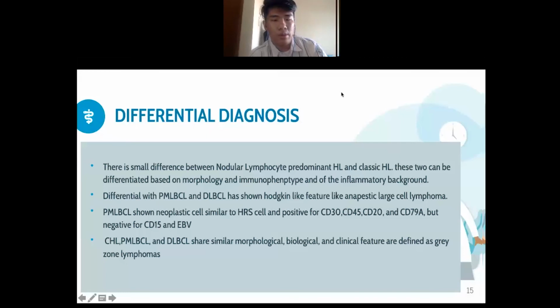PML-BCL shows neoplastic cells similar to HRS cells and is positive for CD30, CD45, CD20, and CD79A, but negative for CD15 and EBV. CHL, PML-BCL, and DLBCL, which have similar morphological, biological, and clinical features, are defined as gray zone lymphomas.